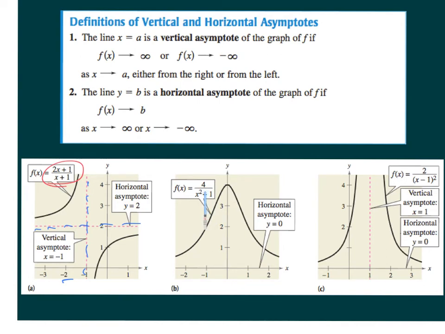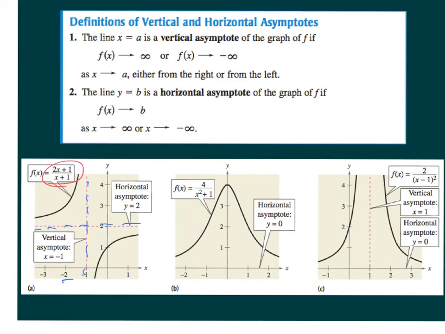I'm not going to have a number over 0. However, let's look for horizontal asymptotes. So what would my horizontal asymptote be? Y equals 0. Why? Because the higher power is on the bottom. All right, so I have a horizontal asymptote at y equals 0.